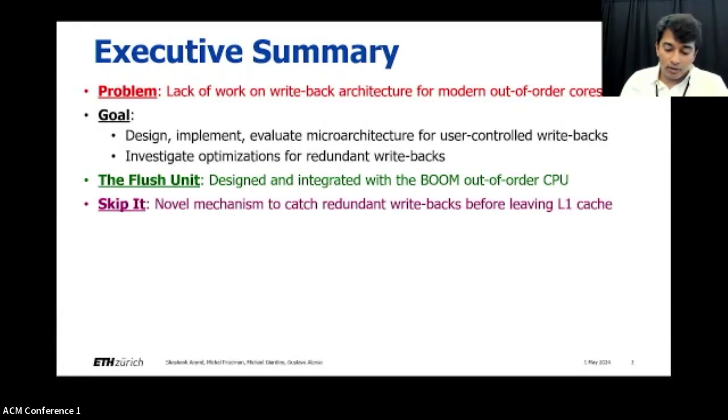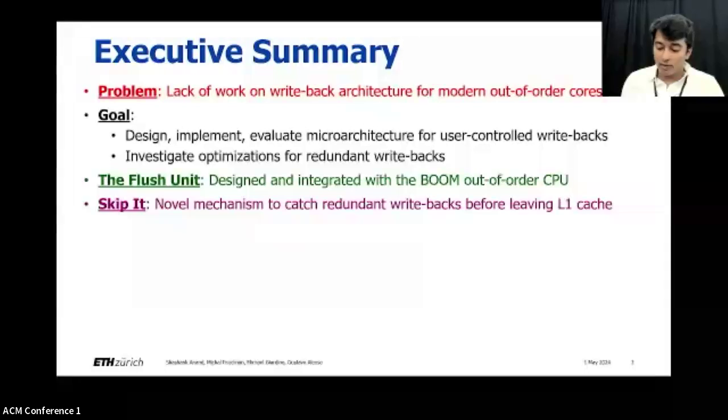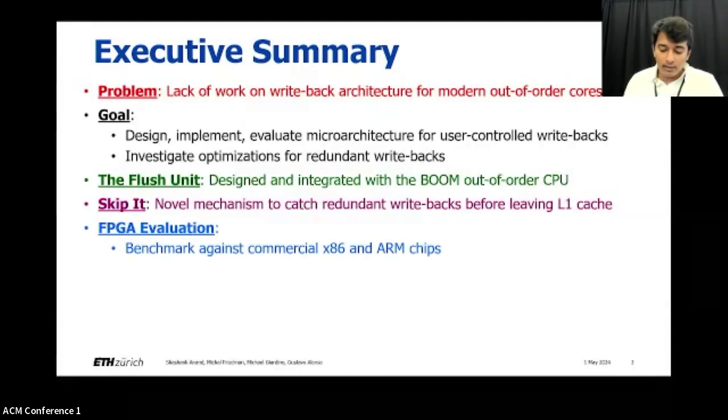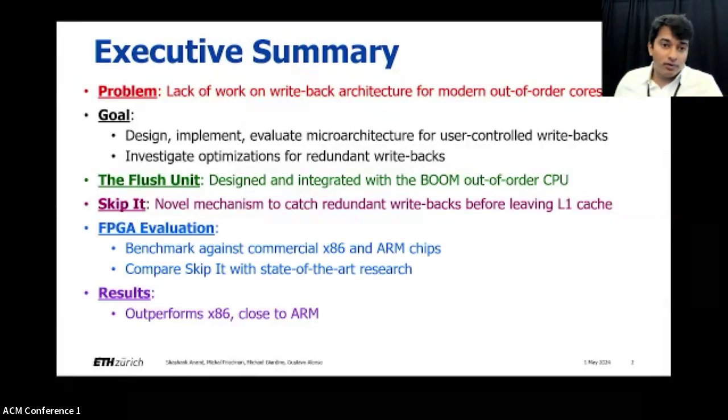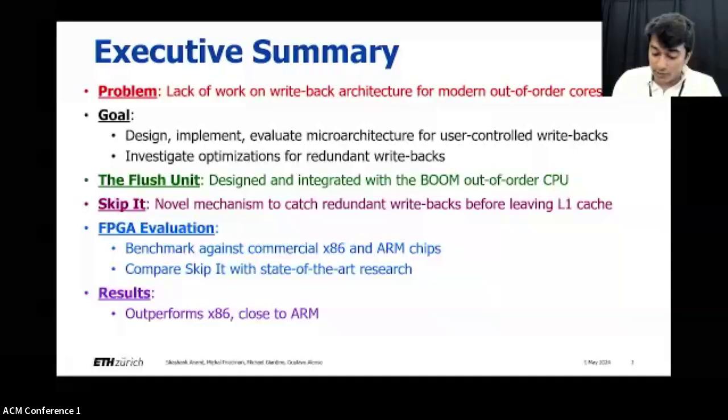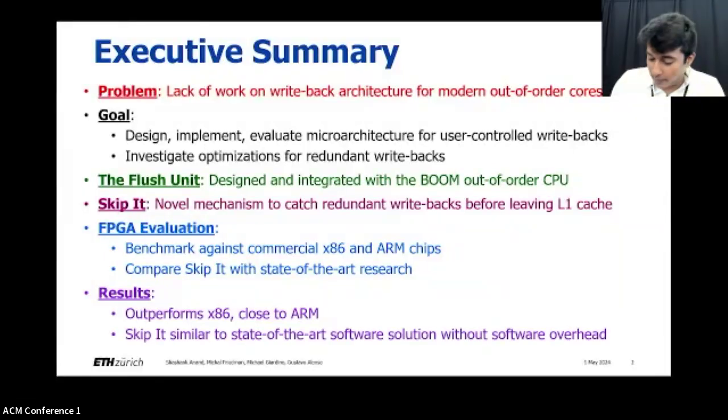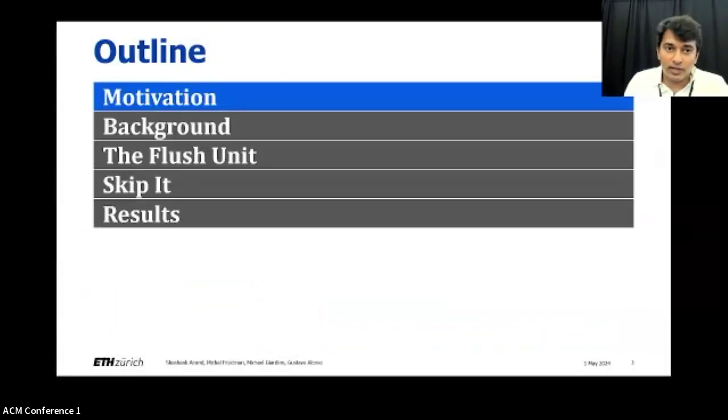As the second part of our work, we introduce Skip It, a novel hardware mechanism to catch and optimize away redundant write-backs already in the L1 cache. We evaluated on an FPGA, and we benchmark our flush instructions against commercial x86 and ARM chips. We compare our hardware optimization Skip It with state-of-the-art research. Results: we outperform x86 and we perform close to ARM with our new instructions. Additionally, our hardware optimization performs close to the state-of-the-art solution with none of the software overheads. This is what the rest of the talk is going to look like.